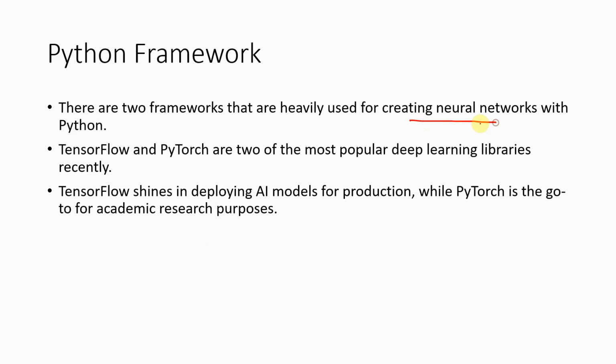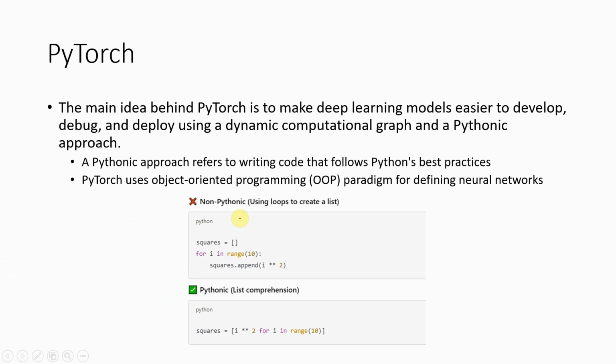There are basically two Python frameworks mainly used to create neural networks: TensorFlow and PyTorch. These are the two popular deep learning libraries used recently. The TensorFlow library is mainly used to create AI models and deploy them for production in industry, while the PyTorch framework is mainly used for academic research purposes.